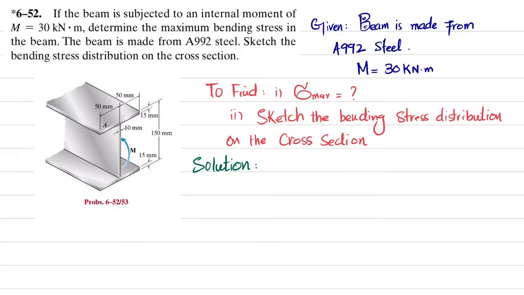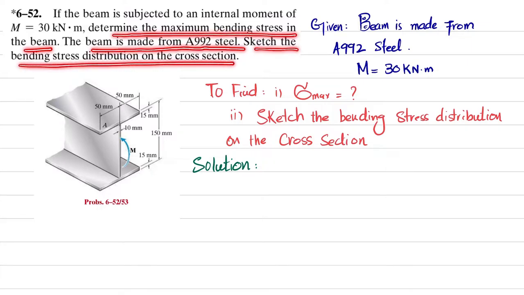Welcome back. Problem 6-52. So the statement is, if the beam is subjected to an internal moment of 30 kN·m, determine the maximum bending stress in the beam. The beam is made from A992 steel. Sketch the bending stress distribution over the cross section.